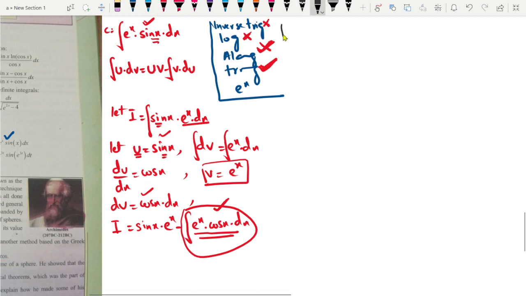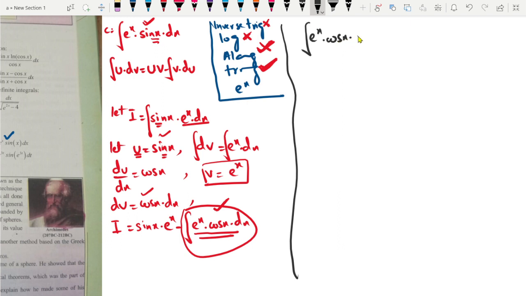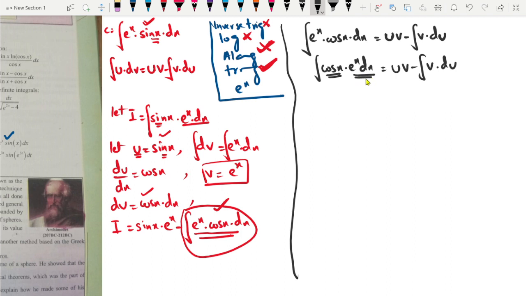So the integral of e^x cos x dx is equal to uv minus the integral of v du. I can rearrange this: the integral of cos x e^x dx is equal to uv minus the integral of v du. Now this is equal to u and this is equal to dv. U is equal to cos x and dv is equal to e^x dx.